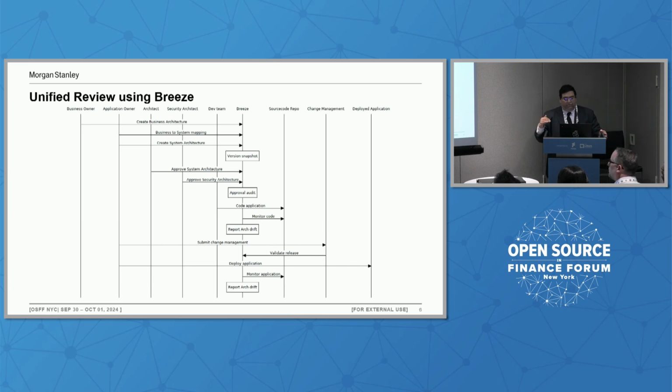Once the system is approved, the architecture is approved, audit tracking would capture each of the approvals. And when the team is coding, because we know where the code is being stored in the repository, we will monitor the code and it will start looking for architecture drift, right? And then when you submit the change management, this is what we talked about, it will validate the release.